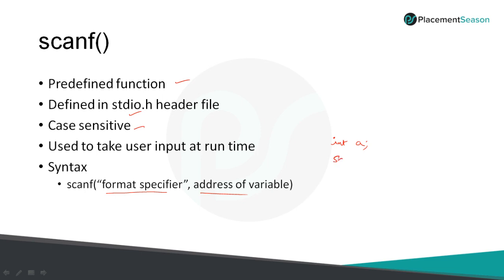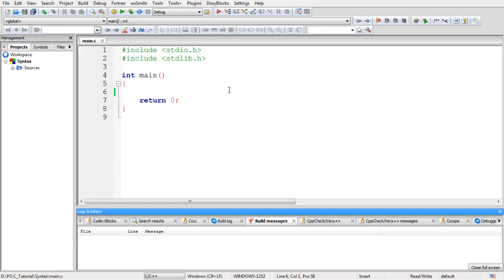You have to use scanf, %d, and the address of a. This %d indicates we are going to get the integer value from the user, and this indicates the address. So you have to use the ampersand symbol to mention the address. Let's learn this in a practical way also. Here is the code. In this code, I'm going to get the input from the user and display the entered value on the output screen.